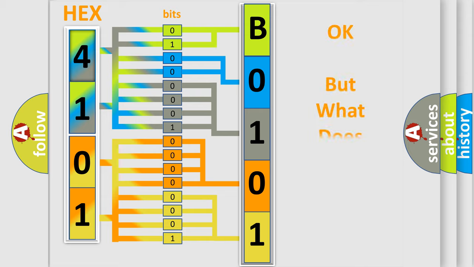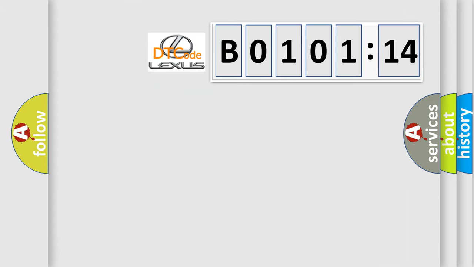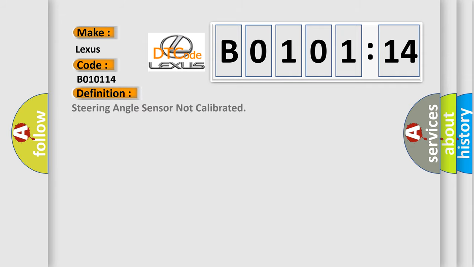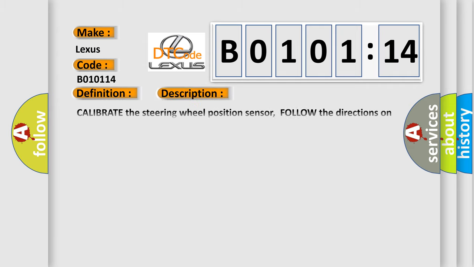The number itself does not make sense to us if we cannot assign information to what it actually expresses. So, what does the diagnostic trouble code B0101-14 interpret specifically for Lexus car manufacturers? The basic definition is steering angle sensor not calibrated. And now this is a short description of this DTC code.